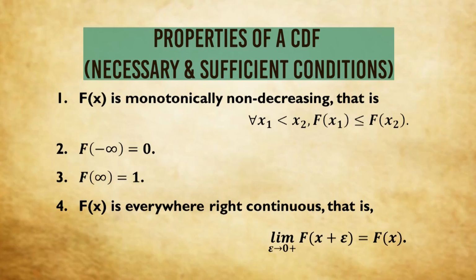What do we mean by the conditions being necessary? That means if a function F(x) is a cumulative distribution function, then it must possess these 4 properties. On the other hand, the conditions are sufficient. What do we mean by this sufficiency? If a function F satisfies these 4 conditions, we can say that the function is a cumulative distribution function. So in this sense, these conditions are necessary as well as sufficient.